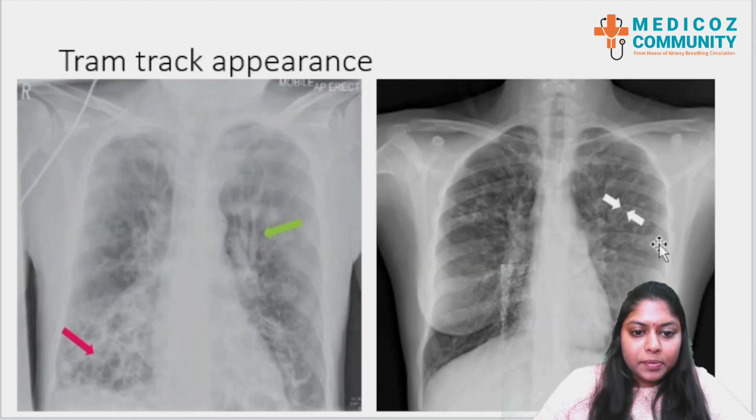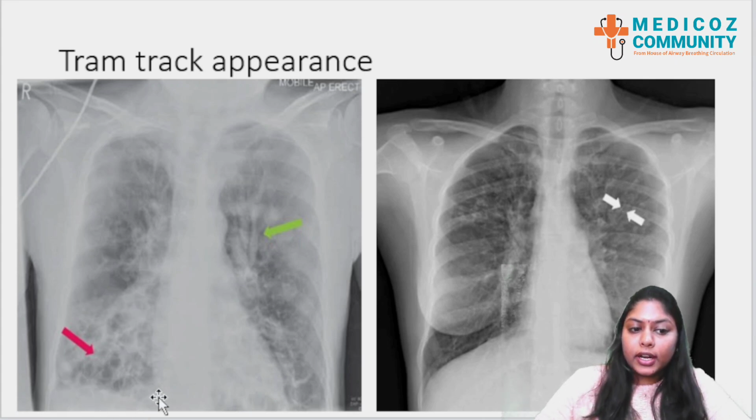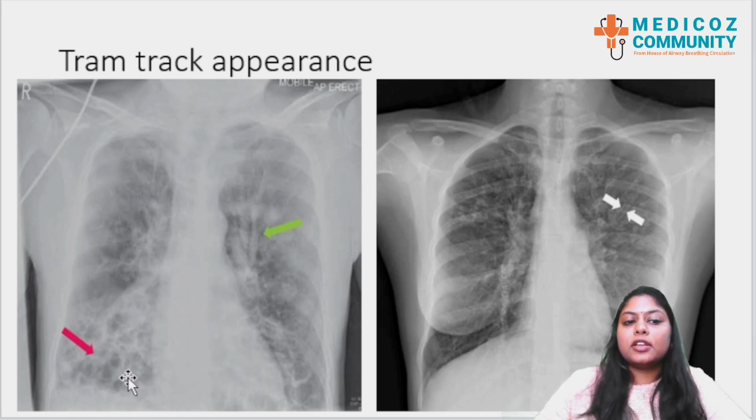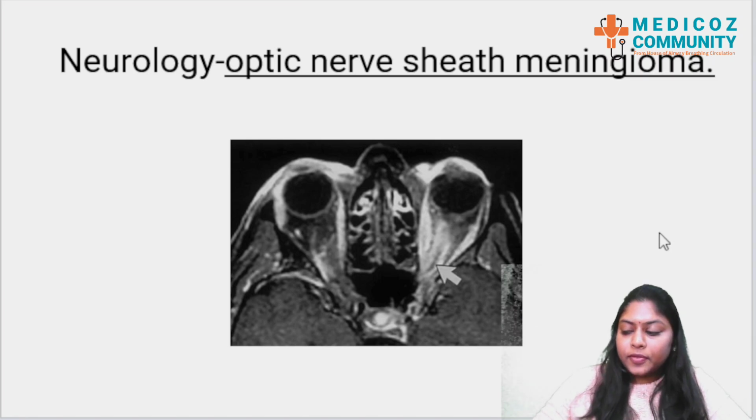This is the tram track appearance here, and it is also seen in cases of bronchiectasis, where we'll also give another sign, that is the bunch of grapes sign in cystic bronchiectasis. Tram track appearance is also seen in bronchiectasis cases. Coming to neurology, the optic nerve sheath meningioma. This is the optic nerve and this is the meningioma which is covering it. Optic nerve sheath meningioma also gives a tram track appearance.